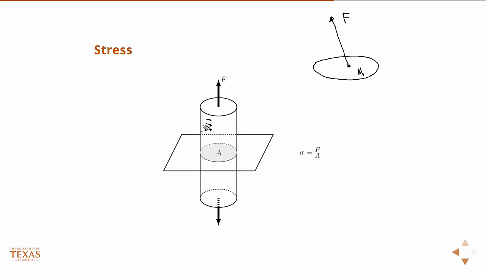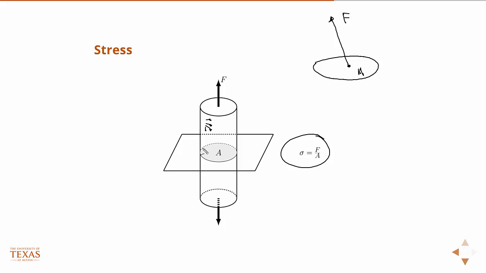Now it turns out, in the case that I've drawn, the stress is uniform everywhere. So in this case, they would all be the same value, and therefore we can write this nice pretty equation. But I chose this A very carefully to be a perfect cross-section of this cylinder perpendicular to its axis, right?